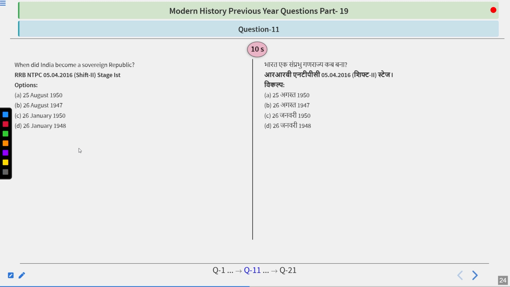When did India become a sovereign republic? Options are 25th August 1950, 26th August 1947, 26th January 1950, 26th January 1948. Think about it.